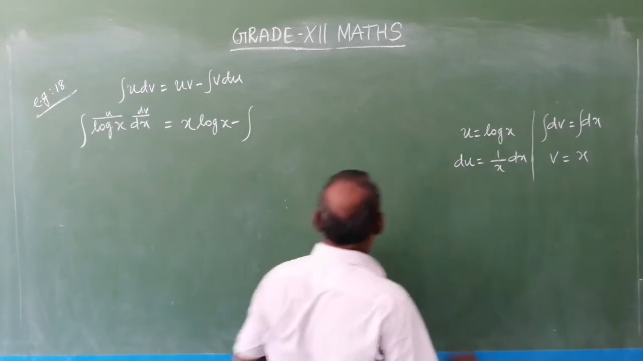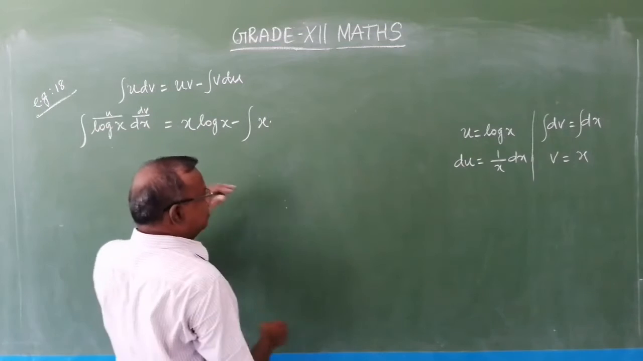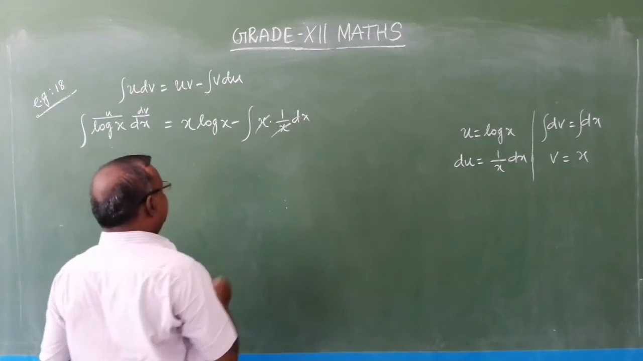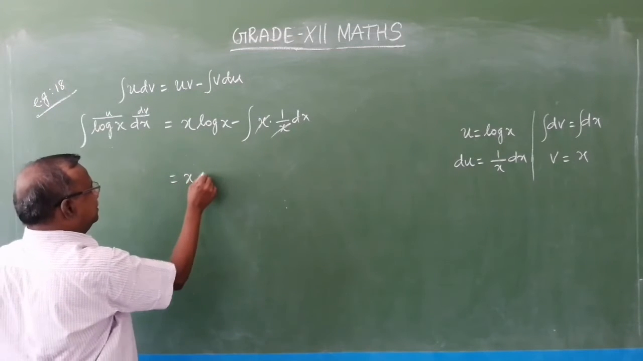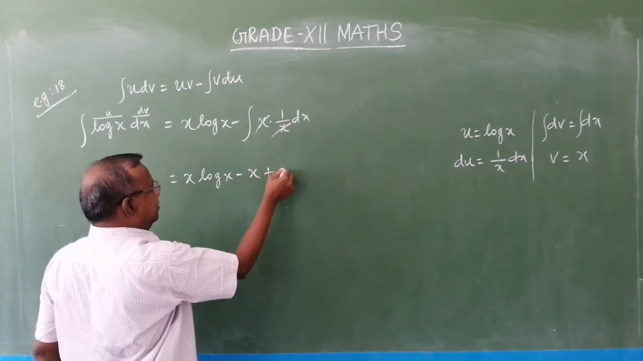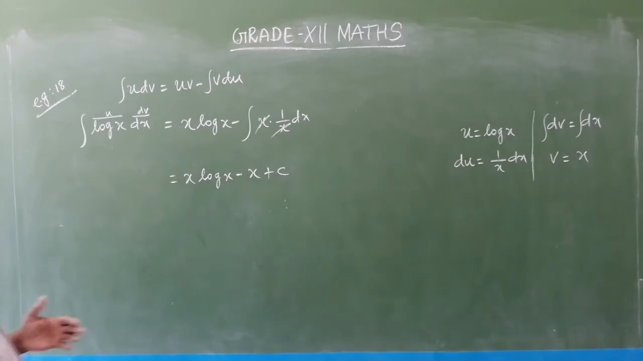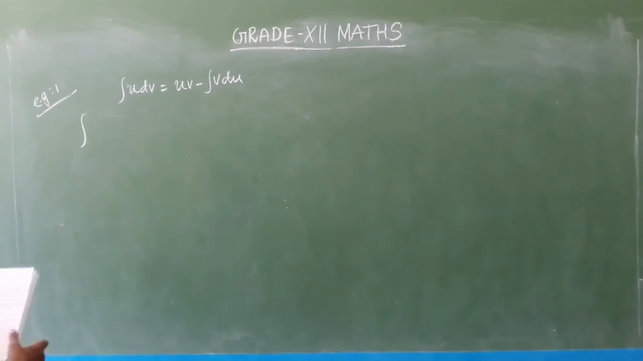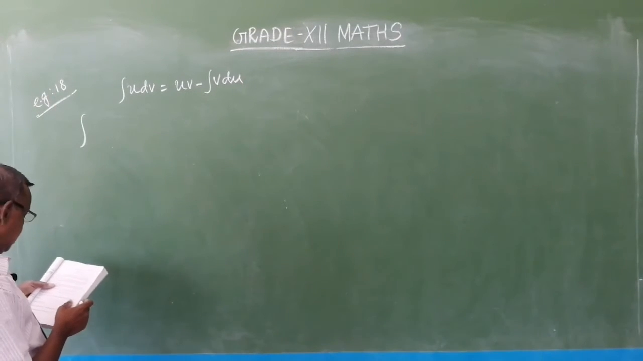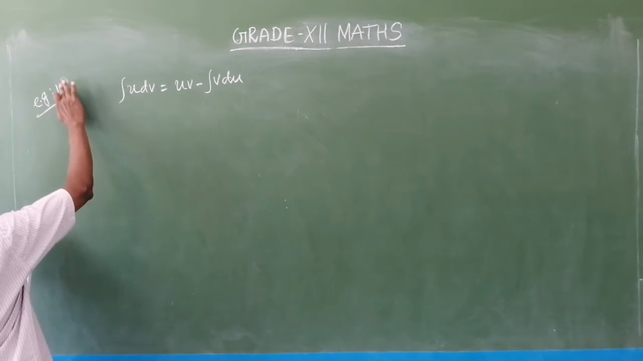What is v? x, and du means 1 by x into dx. So eliminating this we have x into log x minus integral dx, equal to x plus c. So this is the answer. Next, example 18. Sorry, already we have completed 18.